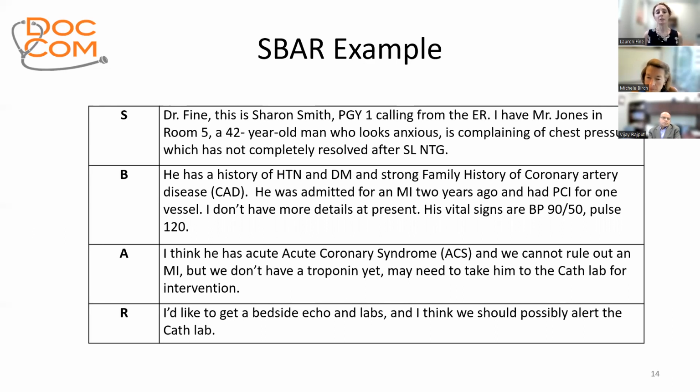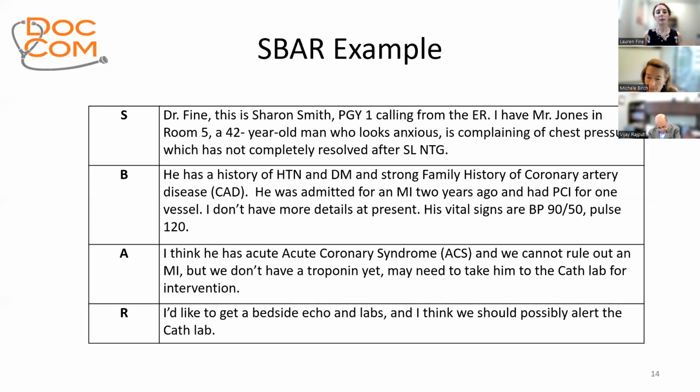I don't have more details on that at the present, but I can tell you his vital signs are blood pressure 90/50, pulse of 120. I think he's having acute coronary syndrome, and we can't rule out an MI, but we don't have a troponin yet. We may need to take him to a cath lab for intervention. I'd like to get a bedside echo and labs, and I think we should possibly alert the cath lab."